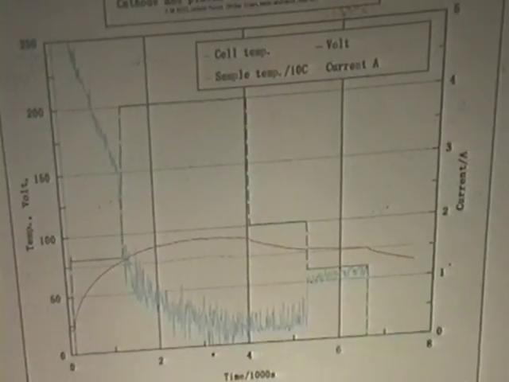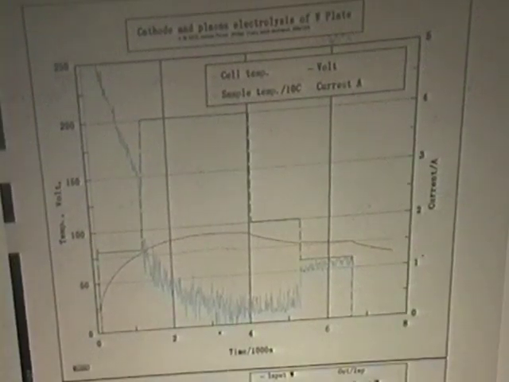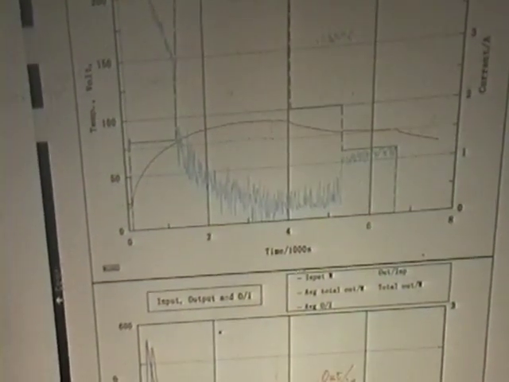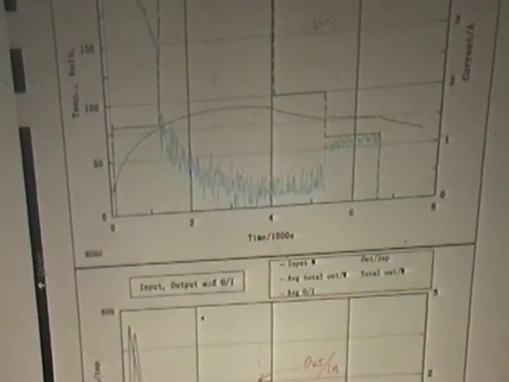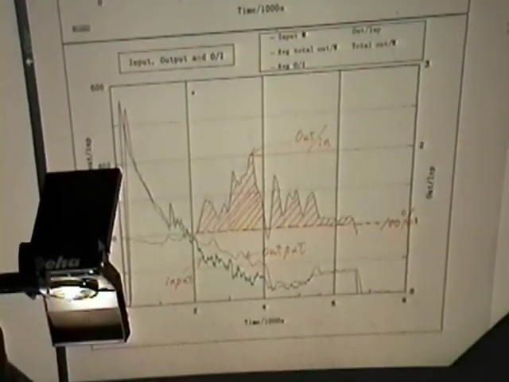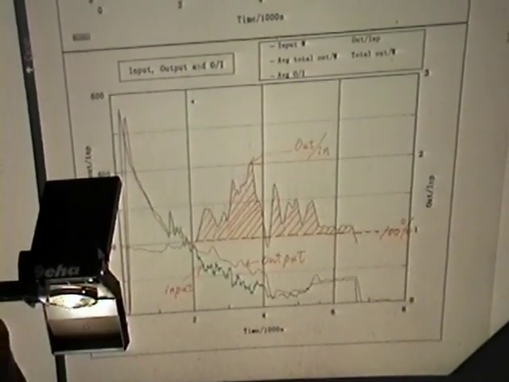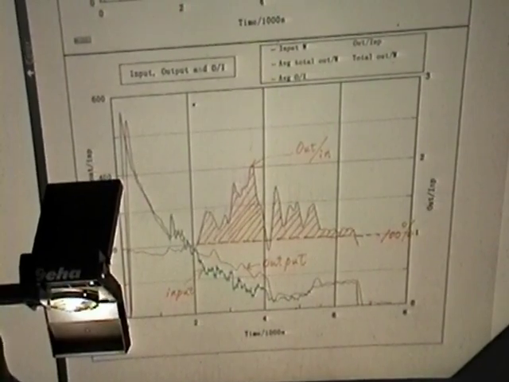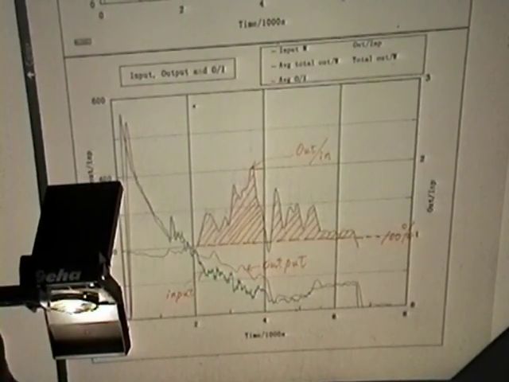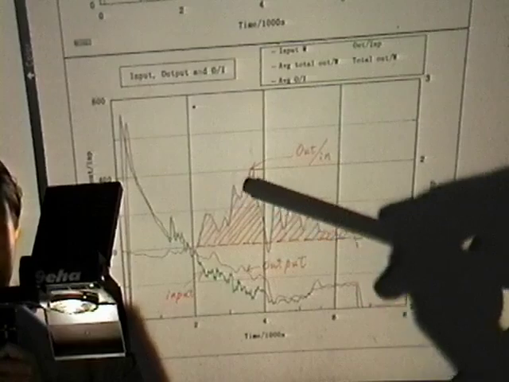This is a case of high purity tungsten result. After the cathodic electrolysis, high voltage plasma electrolysis started, and after several hundred seconds, you can see a clear excess heat generation up to 200% here.